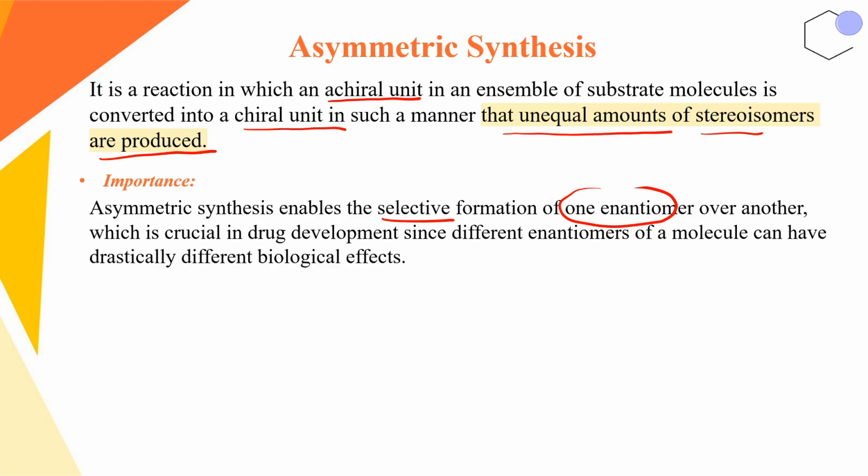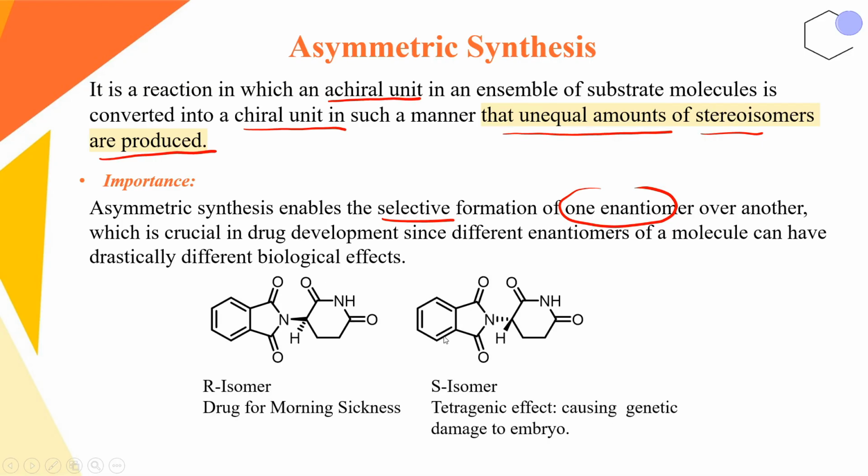For example, if you have seen my stereochemistry lectures, in lecture 1 I talked about the thalidomide disaster. Now thalidomide has two different isomers, the R isomer and the S isomer. The R isomer is actually the drug which addresses the morning sickness problem for pregnant women, whereas the S isomer is not the drug. Actually it causes harm, it causes genetic damage to the embryo.